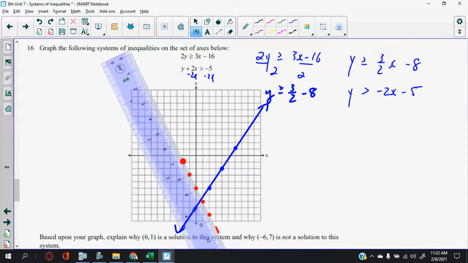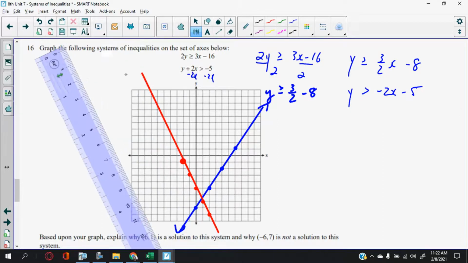So let's see, let's connect them. Oh, it shouldn't be solid, right? It should be dotted. Yeah, it should be dotted. So what I'm gonna do is take my little eraser and just go like that. Like this. All right, not bad, right? Looks okay. Now let's see. Arrows, label. What is it? y is greater than negative 2x minus 5.